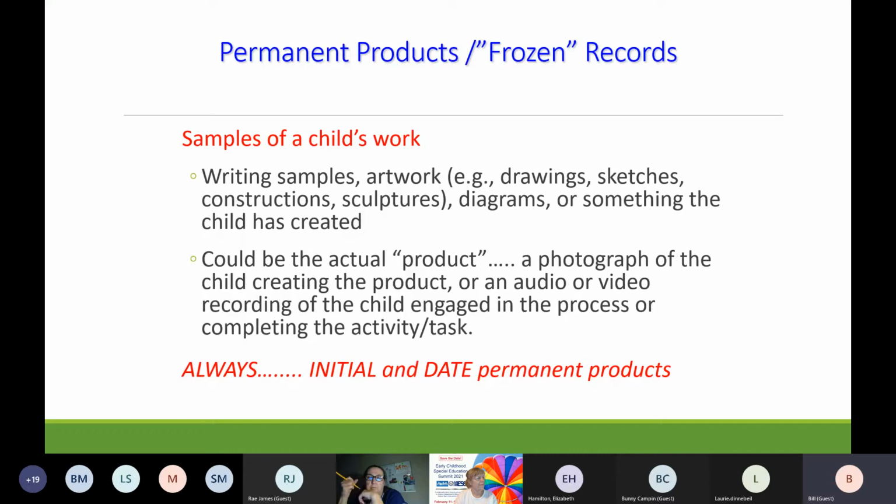We look at frozen records, permanent products, which is something that I'm sure you're all familiar with in terms of portfolios. We actually capture some type of product the child produces, which we can identify as having occurred on a certain day and observed by a certain person. The product can actually be something like a drawing, some construction of the child, sculptures, artwork, etc. Or it could be a photo of an activity, or an audio or video.